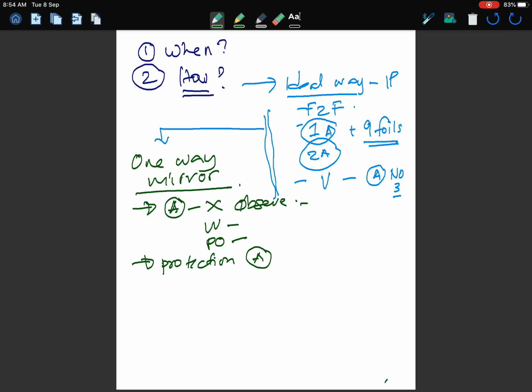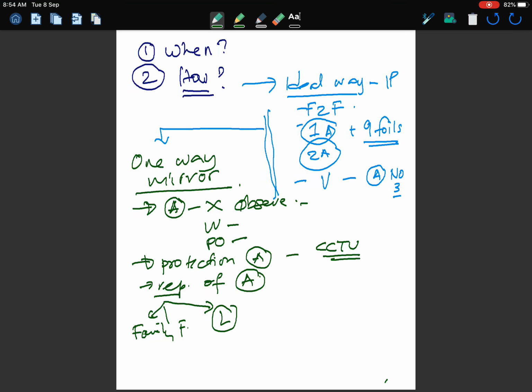So because of that, if you want to allow for a one-way mirror, there must be some kind of protection on the accused person in the aspect of his rights. So what will happen here is that sometimes for this purpose, you may have CCTV to capture the image of what transpired on the other side of the mirror. You may also call the representative of the accused person to be there observing the process at the side of the mirror. So it can either be the representative, a family member or a friend of the accused person.